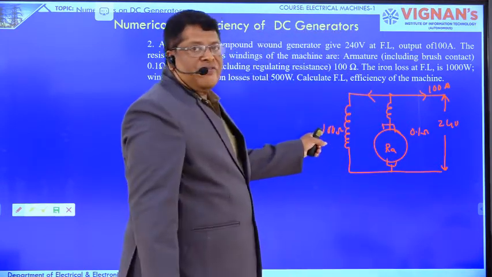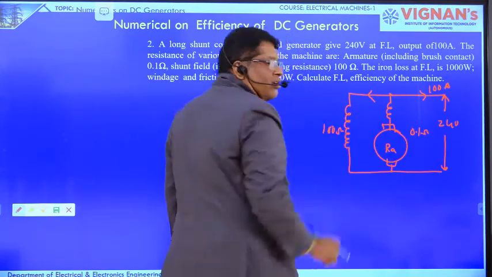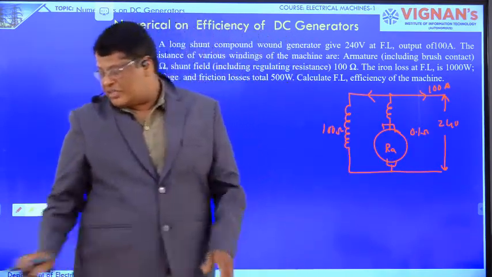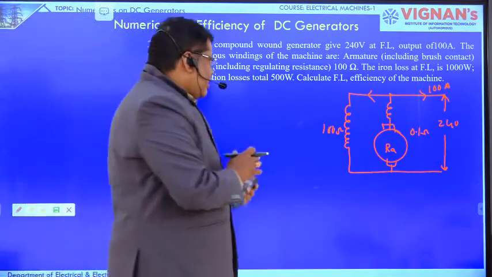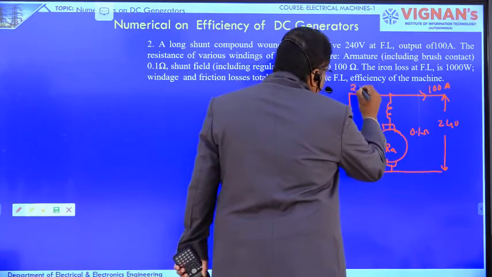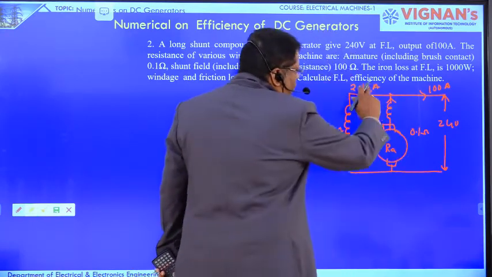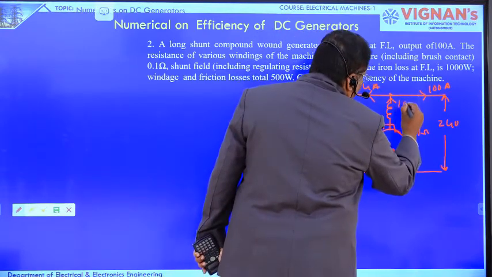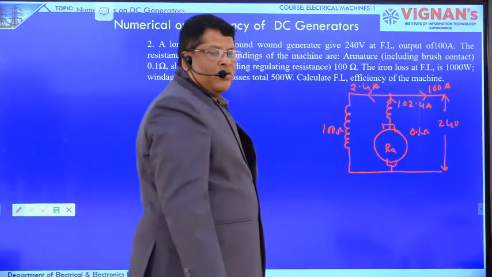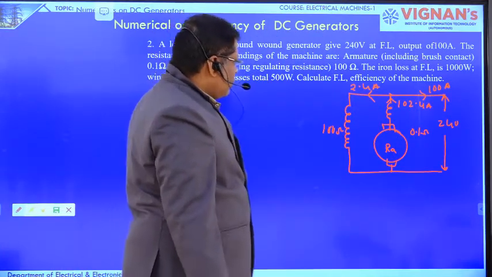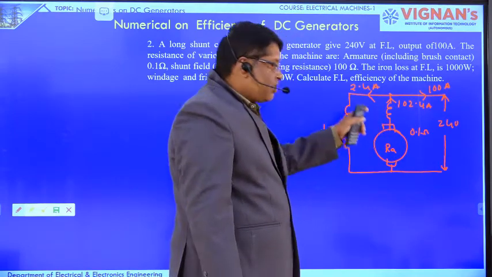In this problem you have to calculate the shunt field current. Shunt field current is nothing but voltage divided by resistance, 240 by 100. That value you are getting as 2.4 amperes. Now the armature copper loss, in this branch, how much copper loss occurs?